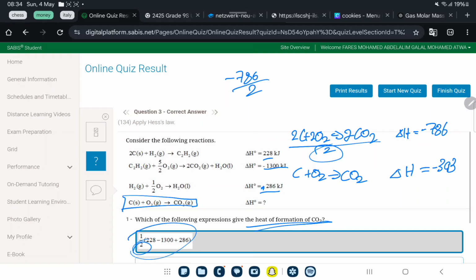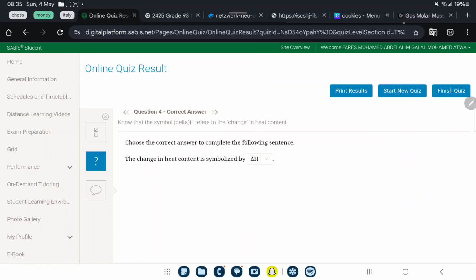Then part 2, they wanted the heat change for 1 mole of CO2. We got it, delta H is minus 393. So here they ask for the change in heat content, which is symbolized by delta H or triangle H. Here they said change.